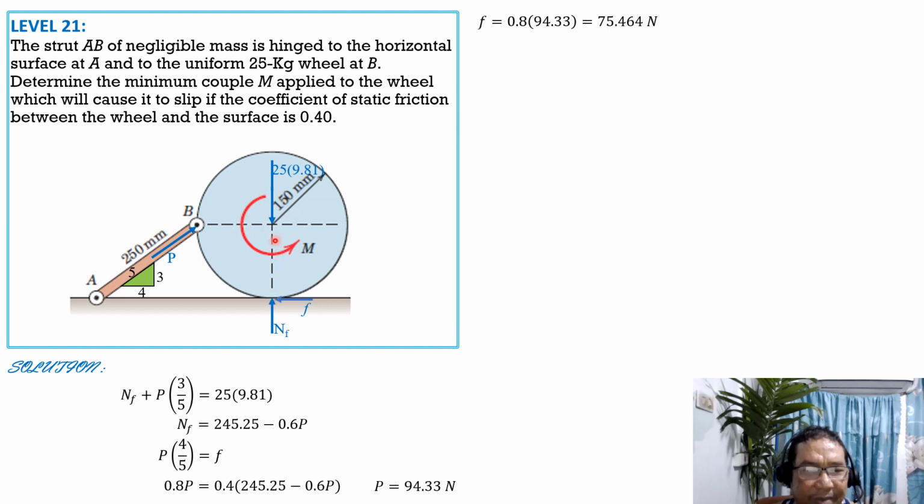Finally, summation moment about the center equals 0. So moment equals friction max, 75.464 times 0.15 plus the vertical component of P, which is P, 94.33 times 3/5 or 0.6, and the moment arm is the radius of the wheel, 0.15. Solving for M, M is equal to 19.81 newton meter. So that's it for this problem.